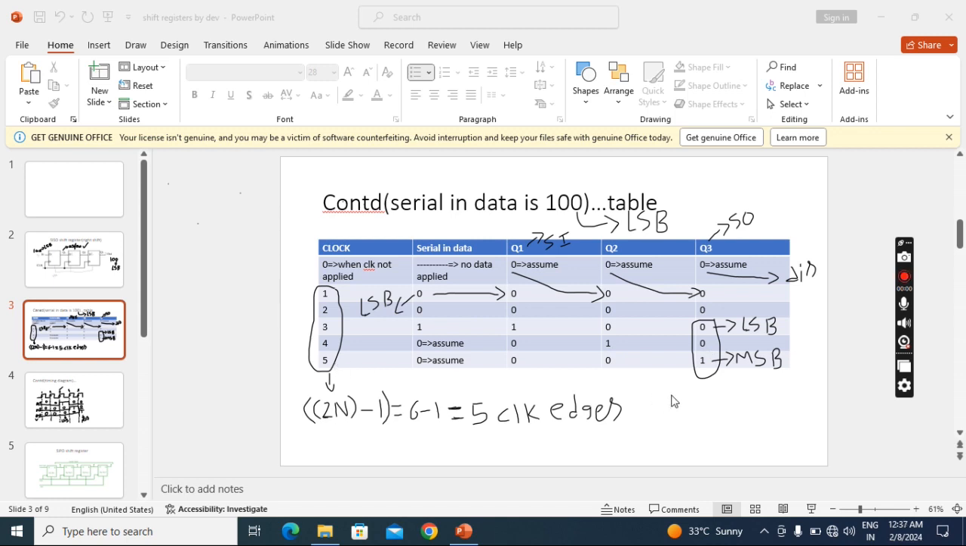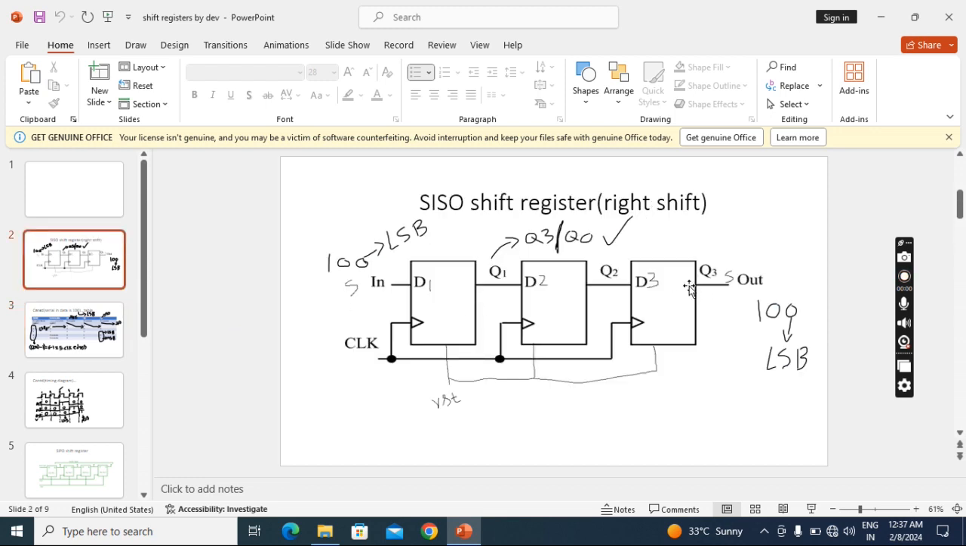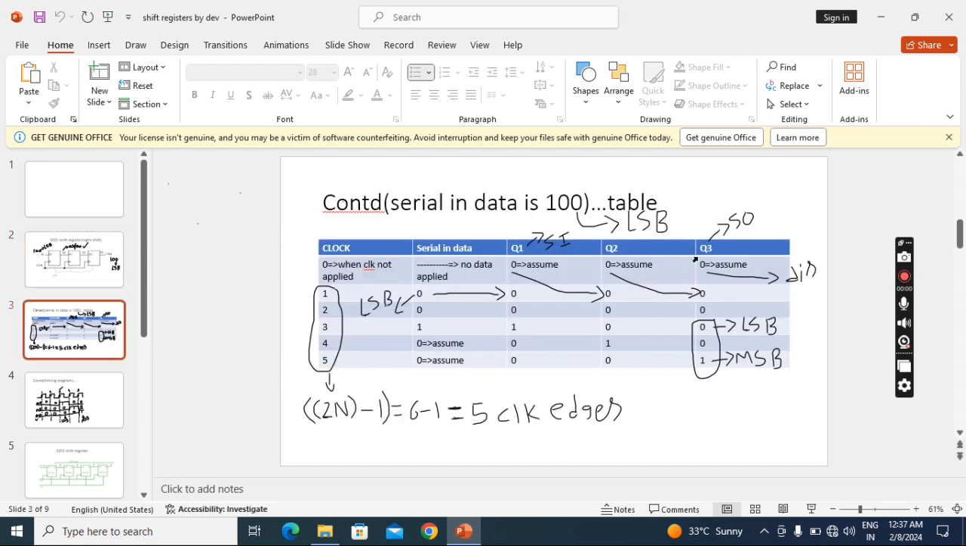Now after 5 clock pulses, if we observe the output here, Q3 will give the output. So here we are getting the serial out at Q3. Which bit will come first? We are giving 0, so that 0 will come first. Where is that 0 coming? At Q3, when we apply the third clock pulse, that 0 comes. So this will be the LSB, and this last bit will be the MSB, because the MSB is coming at last and the LSB is coming at first, before the MSB.